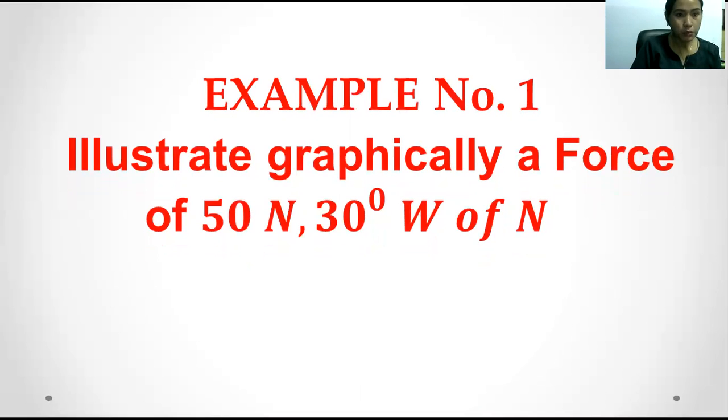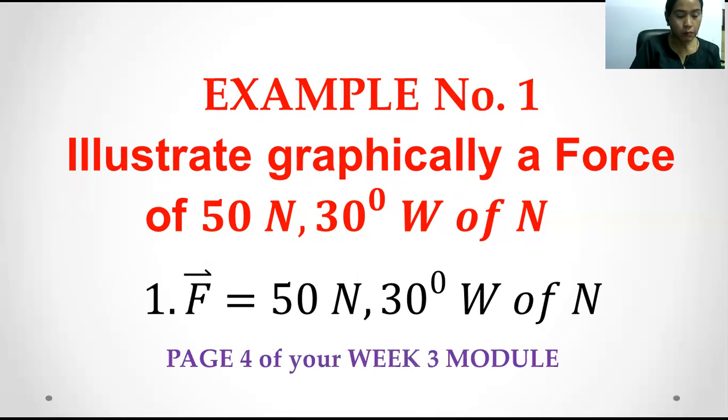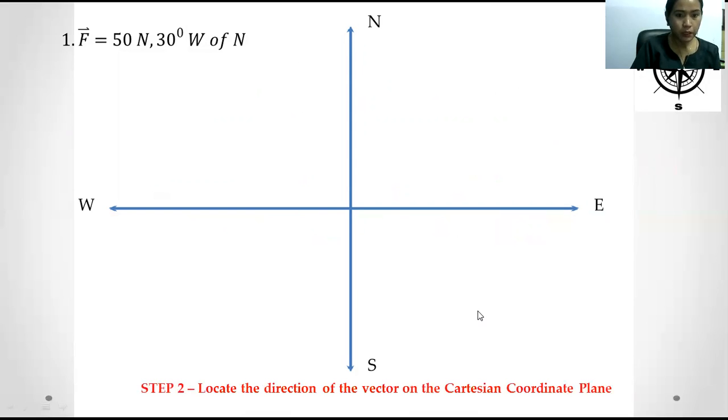So example number 1 in the module was illustrate graphically a force of 50 newtons directed 30 degrees west of north. This is example number 1 on page 4 of your week 3 module. So we already have our Cartesian plane ready. So step 2, locate the direction of the vector on the Cartesian plane.